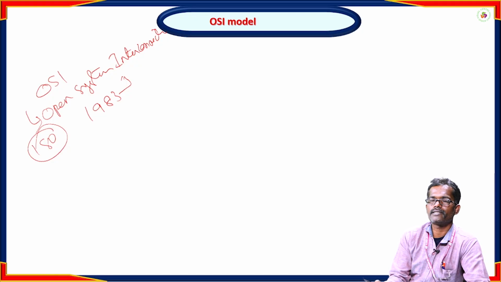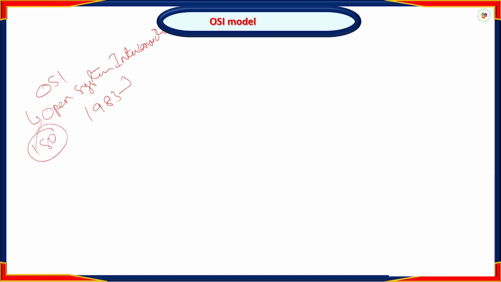Okay, that is the OSI model. It is not a protocol. The OSI model is a layering model. It describes each layer and its functionality. It is not telling about the protocols or anything else. It just tells about the functionality of each layer present in the OSI model. Okay, the concept is clear.